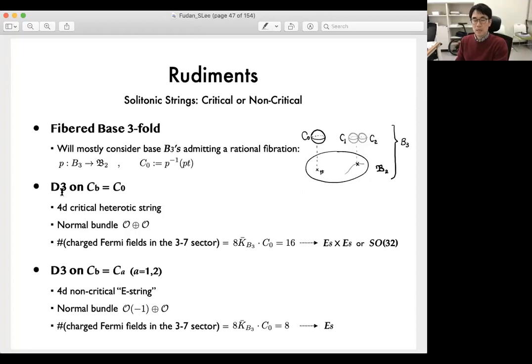taken to be the rational fiber C0. This way, we will be able to directly apply all the results of part one to the precise setup of part two later. However, many of the general features which will be illustrated mainly with such a heterotic string are also going to be shared by non-critical strings.